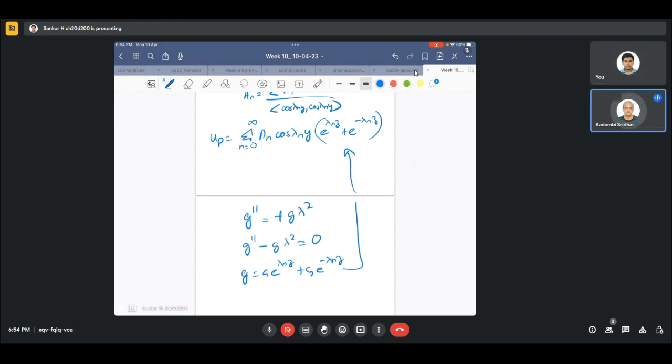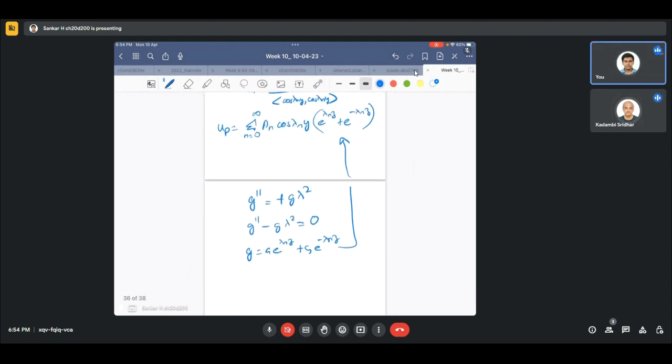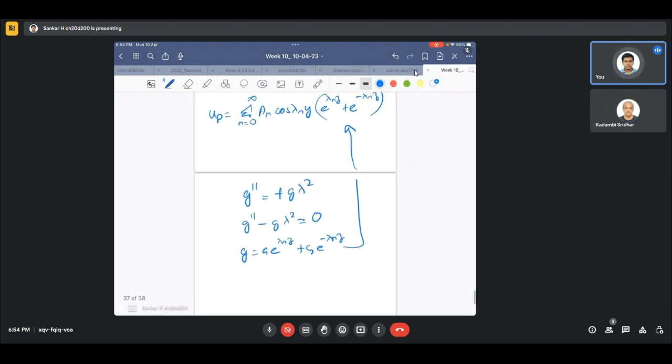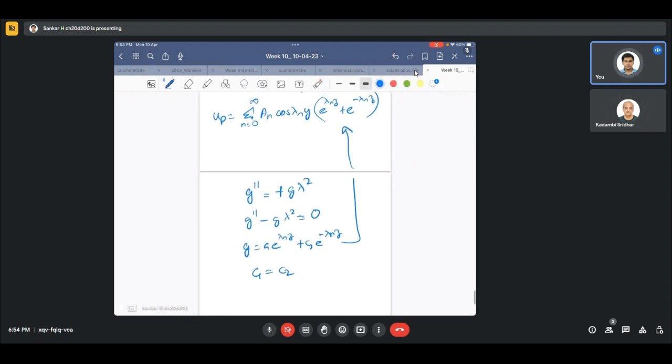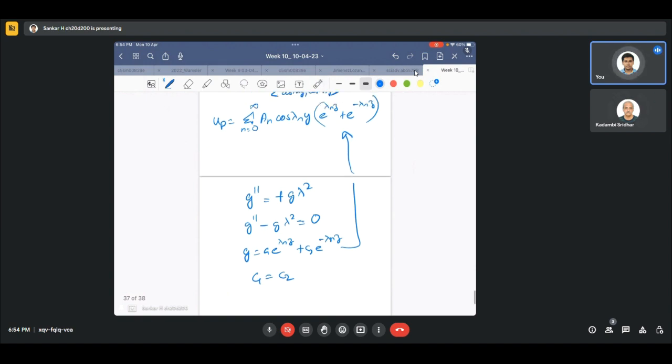A homogeneous equation? Yes, yes, this equation is homogeneous. Once I put the boundary condition for g, I'll get c1 is equal to c2, and then when I substitute it back, I'll get this equation over here as an equal to cos lambda n y plus cos lambda n y times e raised to lambda n z plus e raised to minus lambda n z.